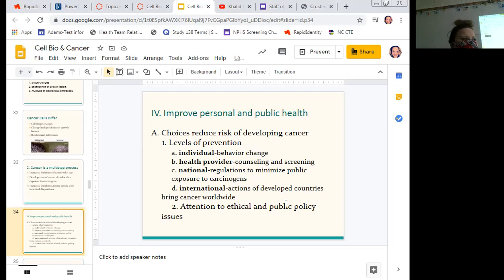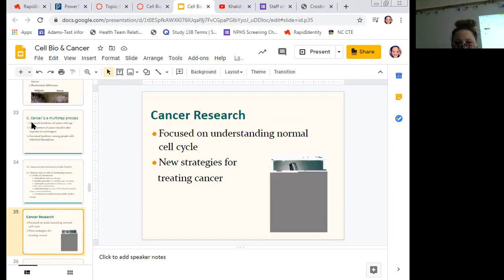Are we a developed country? Yes, like ourselves, to bring cancer and to fight cancer worldwide. Attention to ethical and public policy issues. We're going to dive into that a little bit more.